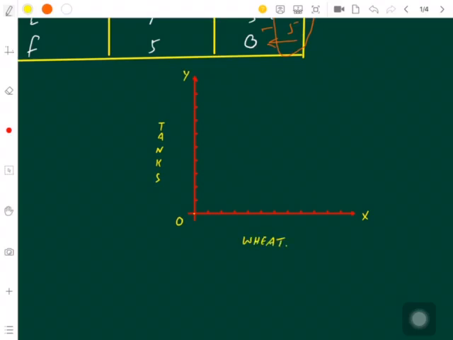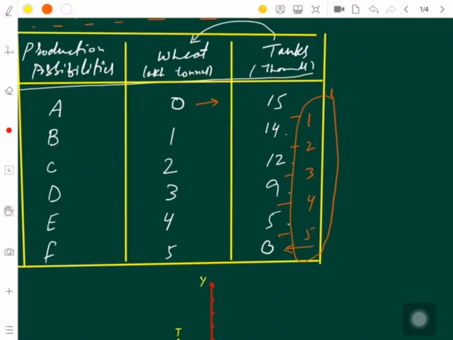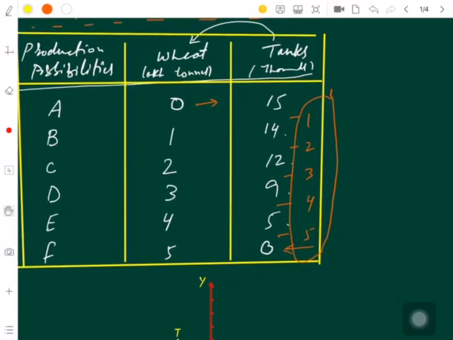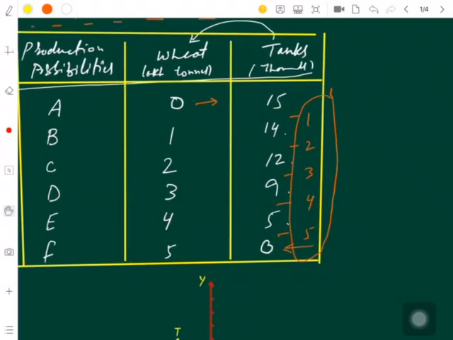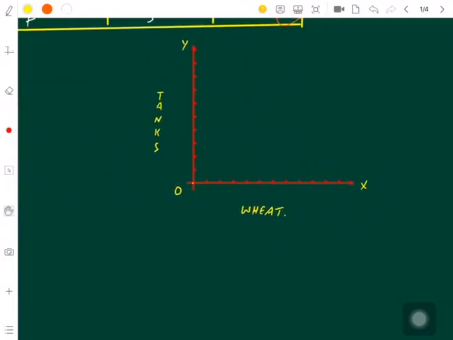Now before we scale our graph, let us go back to the table and look at it. Under the wheat section we have highest 5, lowest 0, and under the tank section we have highest 15, lowest 0. So our scale should look like, from the wheat side, 1, 2, 3, 4, 5, fine, 6, so on and so forth.